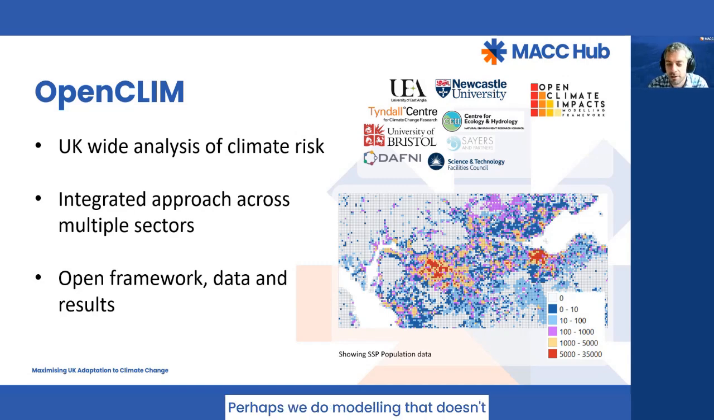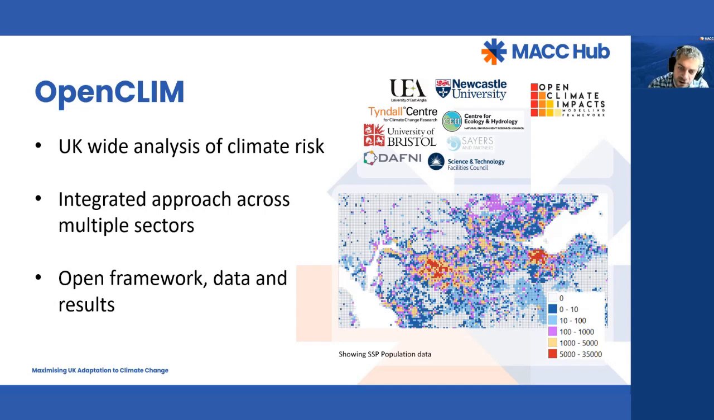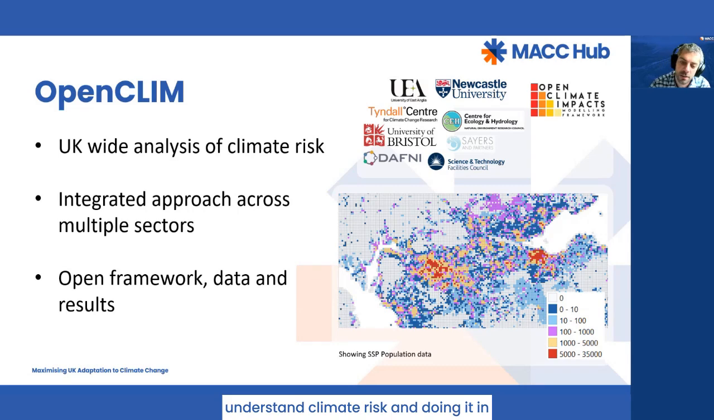Perhaps we do modelling that doesn't necessarily share the same set of inputs. We use different climate scenarios, different demographic scenarios, perhaps, and so on. This project is about bringing together a collection of models to help us understand climate risk, and doing it in such a way that we integrate into a framework and an approach that uses common aims and objectives, common data sets, to try and create a cohesive picture of risk that's hopefully more understandable, more translatable, and more interoperable at the end of the project.